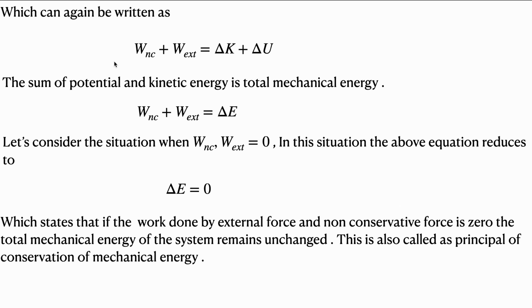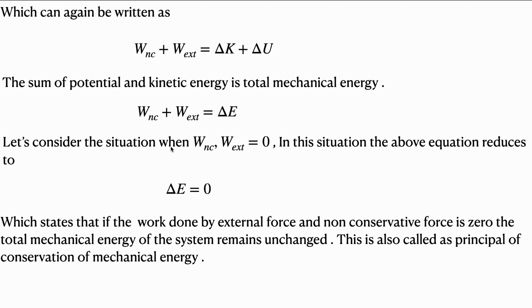So if we take the minus W term to the right hand side, we will get W_nc plus W_ext equals delta K plus delta U, the kinetic energy change plus potential energy change, which will be equal to the total mechanical energy change. So work done by non-conservative force and work done by external force equals change in the mechanical energy.